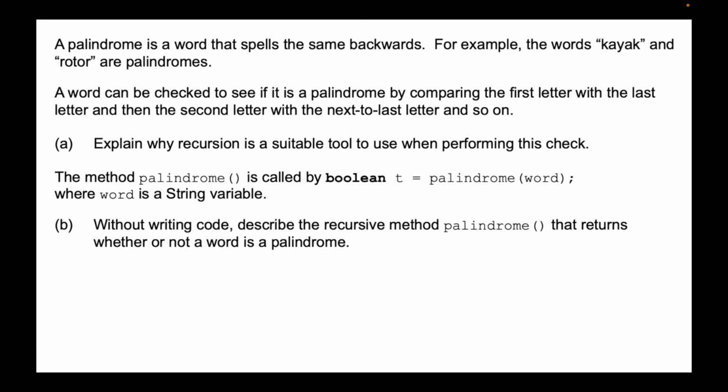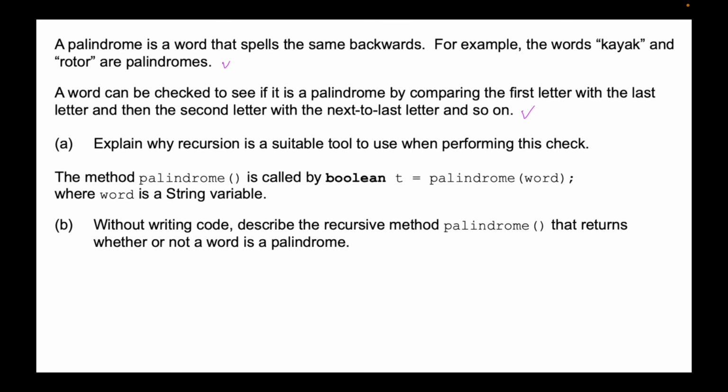Now, this is actually the question we went over before with the palindromes, and I just wanted to show this to you so I could give you an idea of what this actually looks like in an IB context. So it says a palindrome is a word that spells the same backwards. We have some examples right here, and we have a description right here. And that logic with checking the first and last letter is not something I came up with on my own. That was actually given to you in the question.